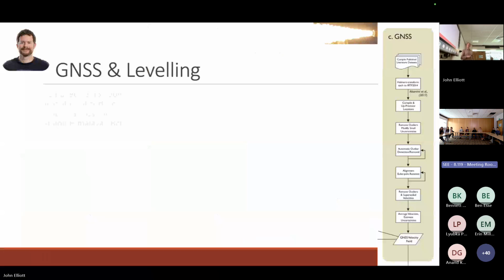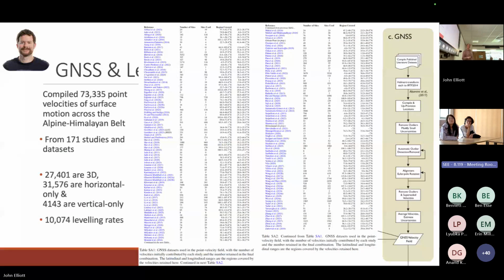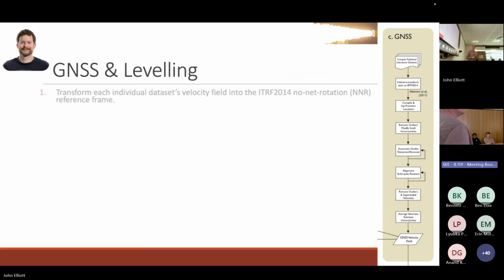Now, this was done by Chris Rollins, who did a huge effort in compiling over 70,000 velocities across the AHB from 171 studies. So this is the full list of papers, and it shows you the importance of the openness of data, people publishing their velocities and high quality metadata to be able to interrogate and then use this data and make it all consistent. And it involved many tens of thousands of mainly horizontal, but also three-dimensional velocities, and also some leveling rates as well. And he applied a number of correction steps to this to be able to get them all in a consistent reference frame.